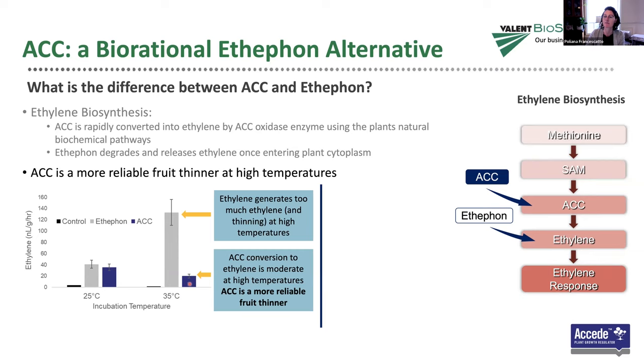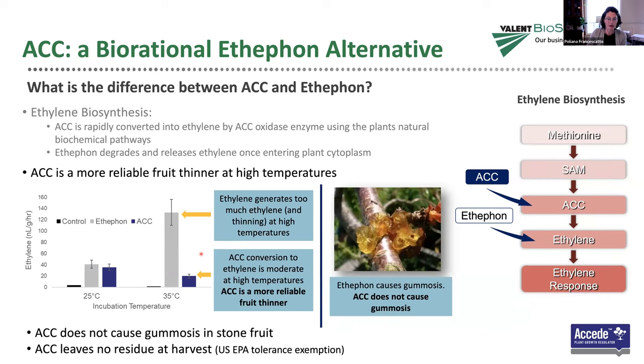So the plant somehow uses its own biosynthesis pathway, its biochemical pathway, to control the ethylene production of the plant. So it kind of shuts down. That's why we say it's a more reliable fruit thinner at higher temperatures. When we talk about stone fruit, if you apply ethephon to stone fruit, you're going to cause gummosis to the tree. With ACC, we have not seen any gummosis in any of the places we have tested.